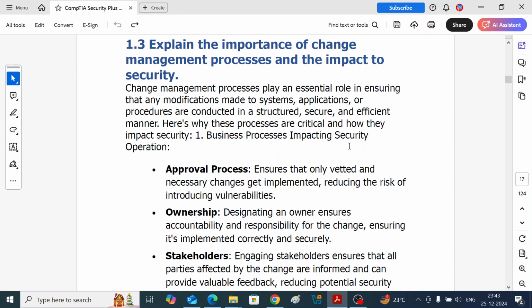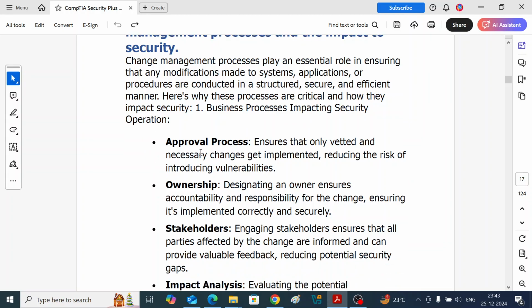Business processes impacting security operations, right? So, approval process. Any change needs an approval. There has to be someone who approves this. Let's say, for example, there's a change in compensation, then the HR head, or probably the board of directors, or maybe the CEO of the company has to approve it. So let's assume they are the approving authority. This ensures that only vetted and necessary changes get implemented, reducing the risk of introducing vulnerabilities.